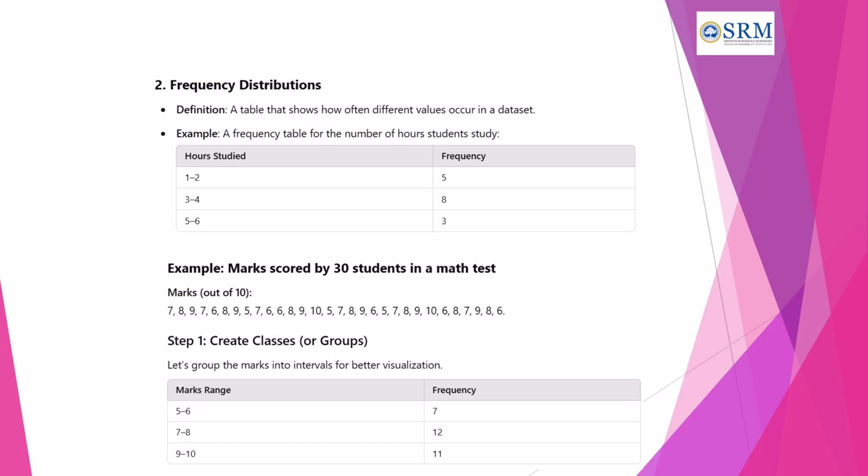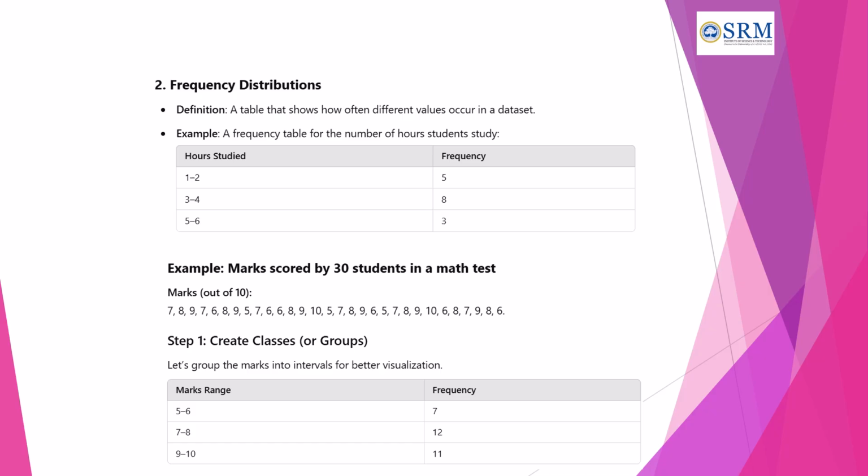These are the steps to create a frequency distribution. We are given marks scored by 30 students in a math test. To better understand a large set of marks, we can group the data into classes or intervals. Instead of looking at each individual mark, we organize them into ranges like 5 to 6, 7 to 8 and 9 to 10. Then we count how many students fall into each range.